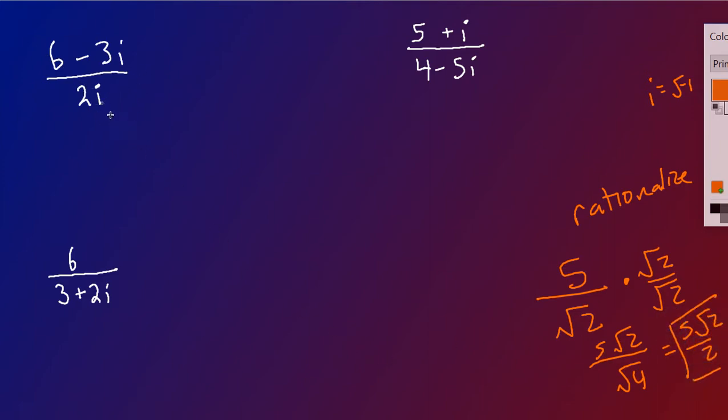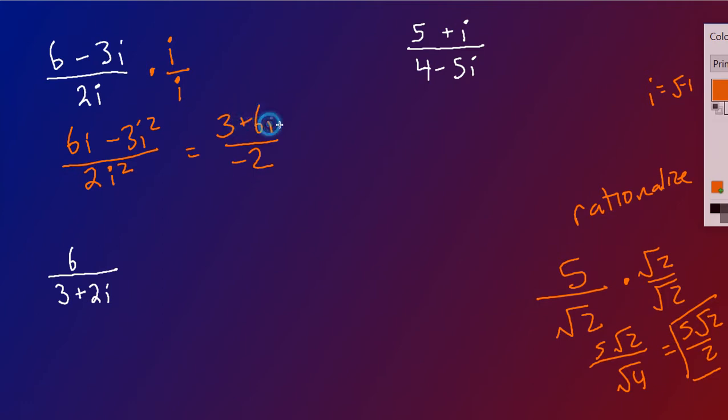So right here, I can't leave this i down there. So i is square root of negative 1, so I'm going to multiply top and bottom by i. When I distribute, I'll get 6i minus 3i squared, and 2. I didn't need to take the 2, and then 2i squared. Well, what's i squared? That is negative 1. So I have negative 2 down there, and then this is negative 1, so that gives me a positive 3, and then I have my plus 6i. And then there's my simplified answer.